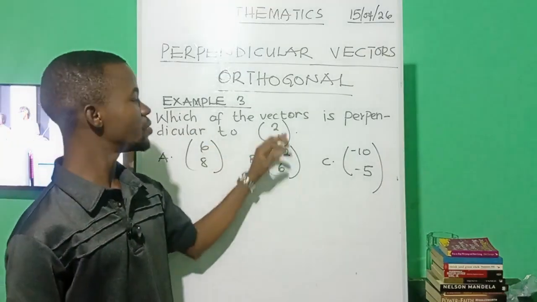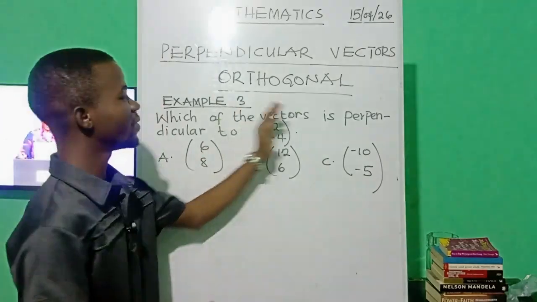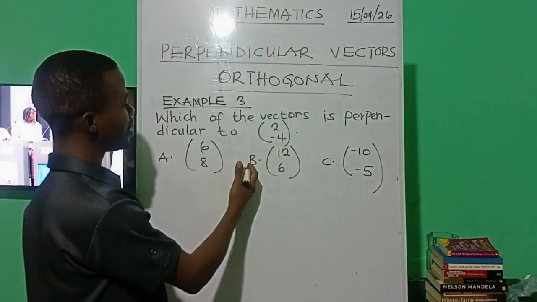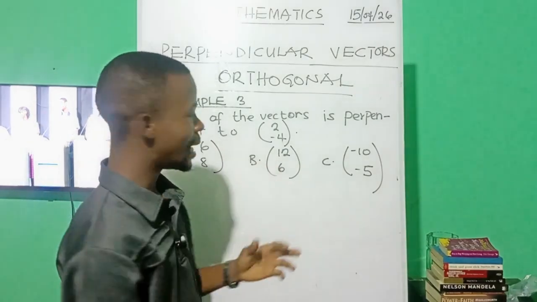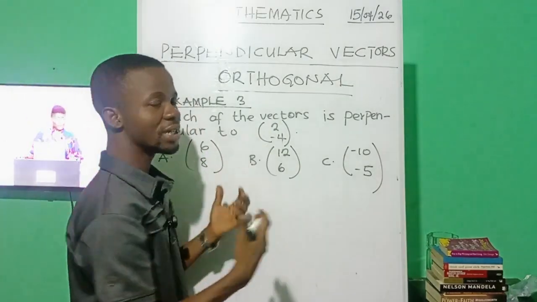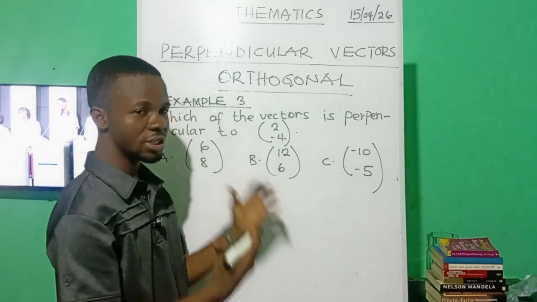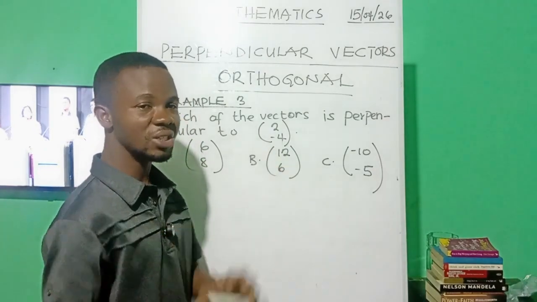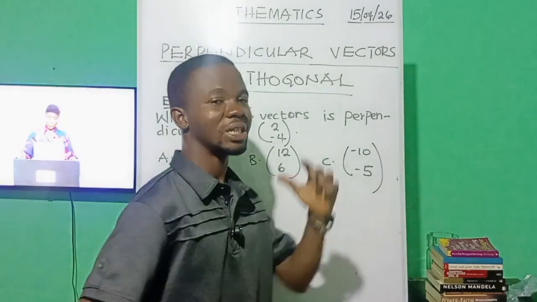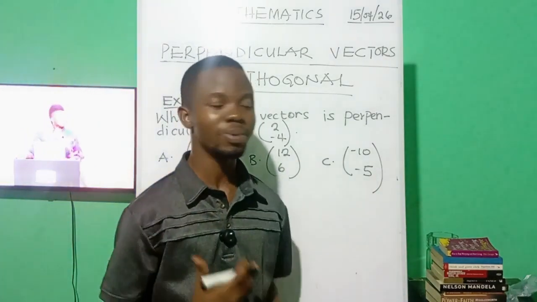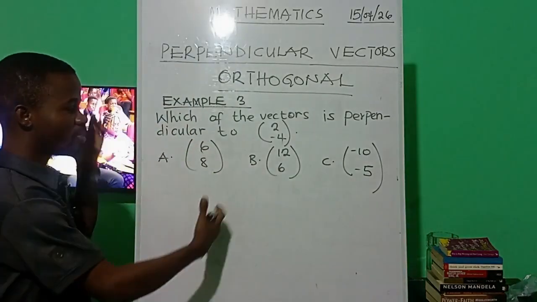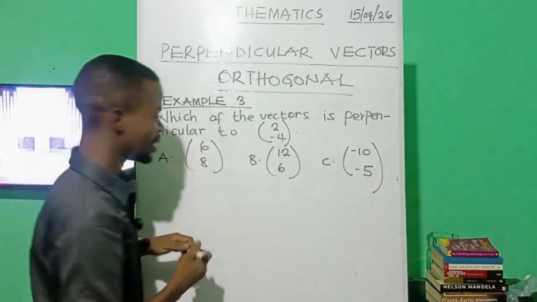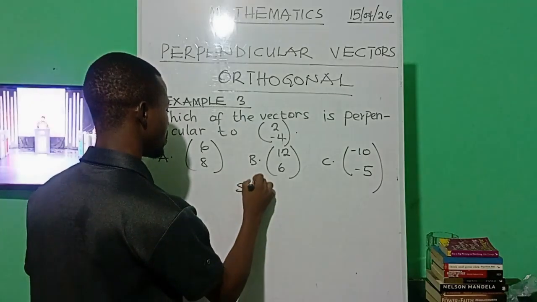2, 2, -4. Which of the following vectors A, B, and C, which of them is or are perpendicular to 2, -4? So you have to check. The simplest way is to use their dot product, or to multiply the two vectors. So solution.